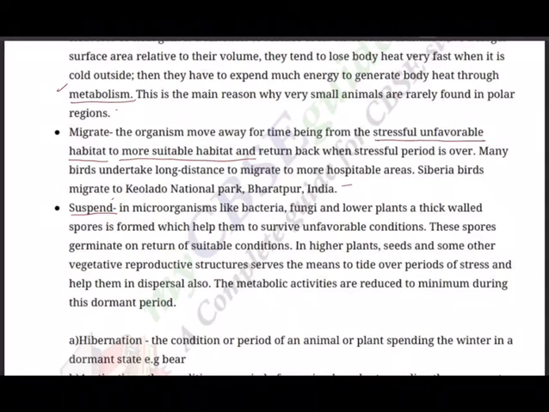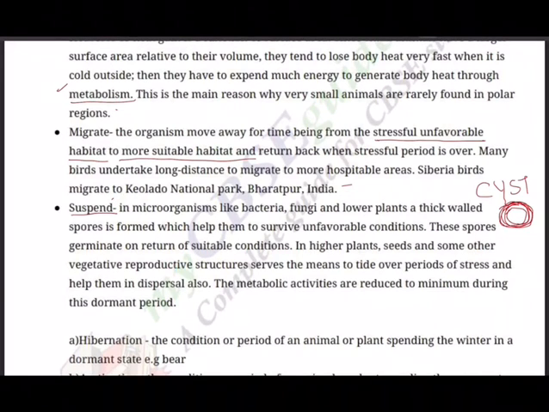In microorganisms like bacteria, fungi, and lower plants, a thick-walled spore is formed which helps them to survive unfavorable conditions. I think if I'm correct, it is called a cyst. So a spore becomes a cyst during unfavorable conditions. That is, if this is the spore, when the unfavorable conditions start, the spore develops many layers around this and makes a thick one.